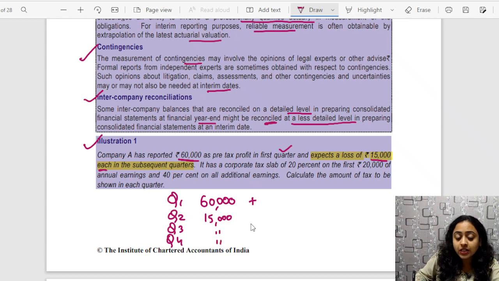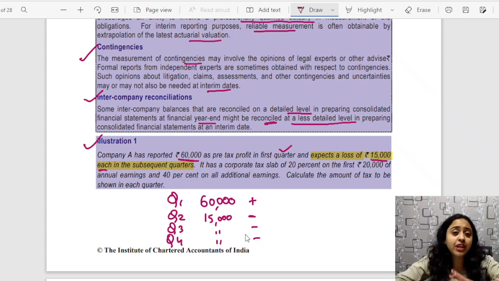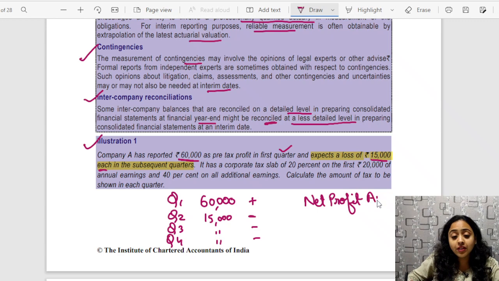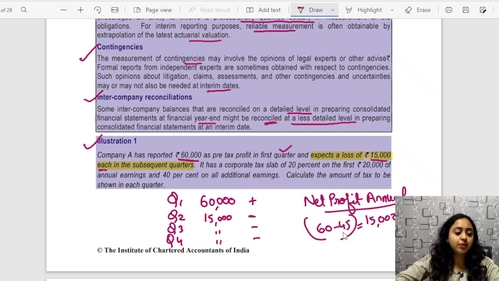Now quarter 2, 3 and 4 each have 15,000 minus. This means your net profit for the annual year will be only 15,000, because you will be deducting this 45,000 loss from 60,000. Net annual profit will be rupees 15,000, that is, 60 minus 45. Are you clear about this?